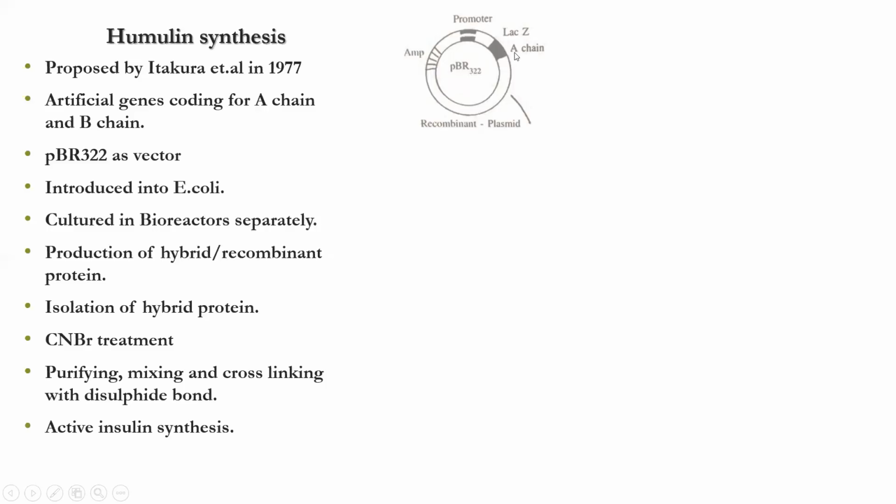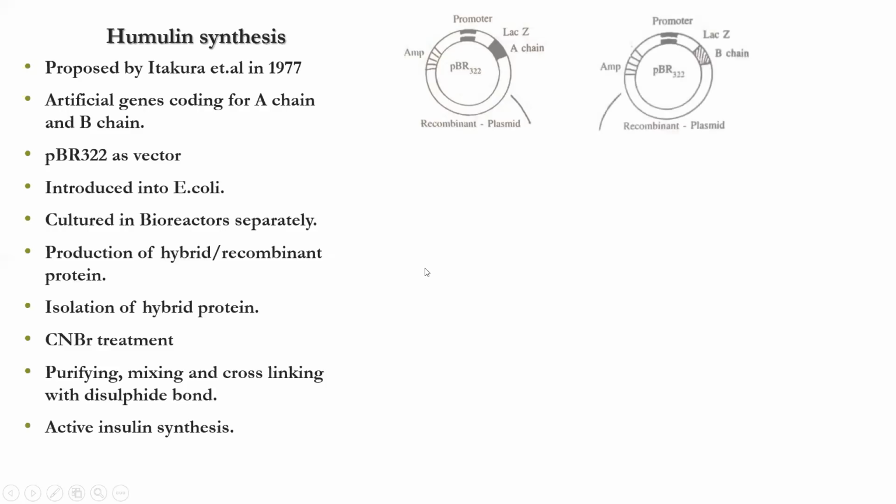Just remember, this A chain gene is associated with the LacZ gene. Here, the LacZ gene provides the promoter for the expression of this particular A chain gene, because the artificially synthesized gene does not contain a promoter as well as a terminator. It consists only of the coding sequences. So the LacZ gene provides the promoter as well as the terminator. So it is linked with the LacZ gene, then inserted into the vector, that is pBR322.